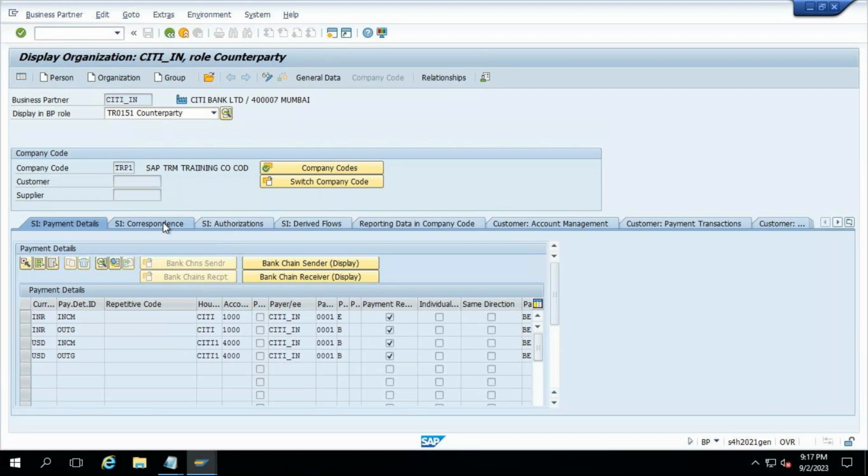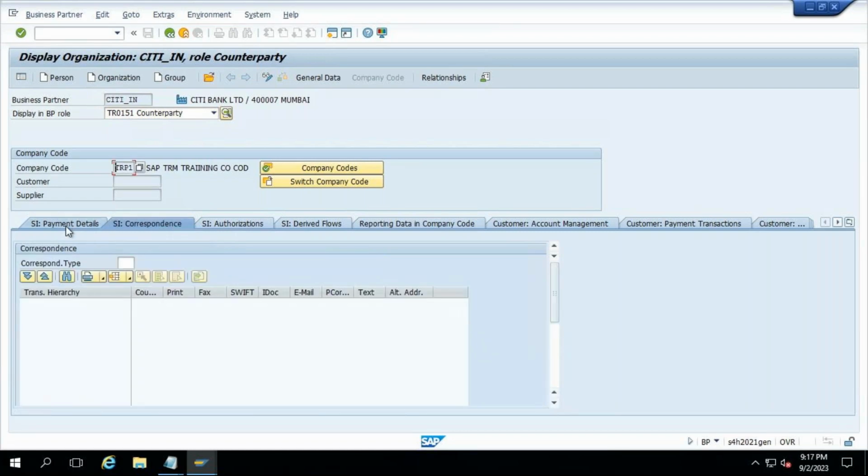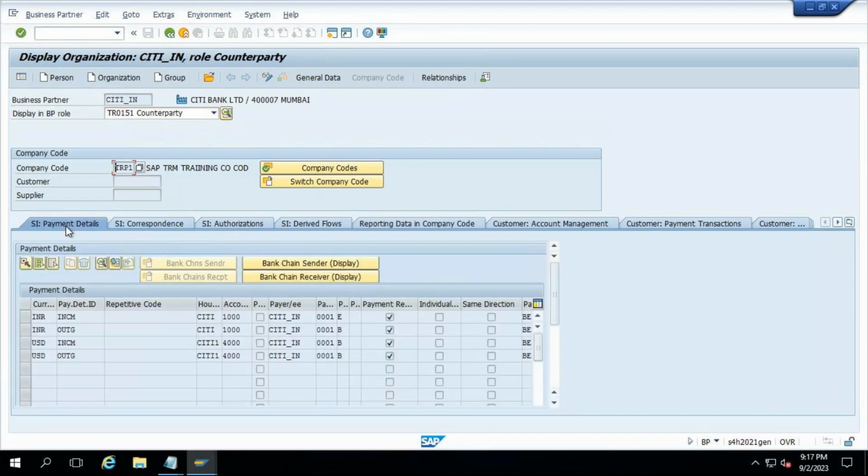There is also correspondence. Correspondence is another topic. It's something like messages you have to send to the bank for counter confirmations. In case you need a more sophisticated system and you don't want the automatic confirmation to happen from the bank side based on whatever investment is done, then we can implement the SAP correspondence. Many clients may not go with that.